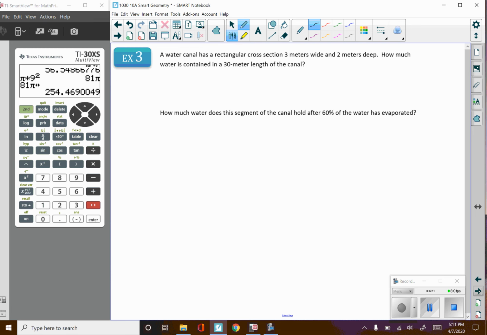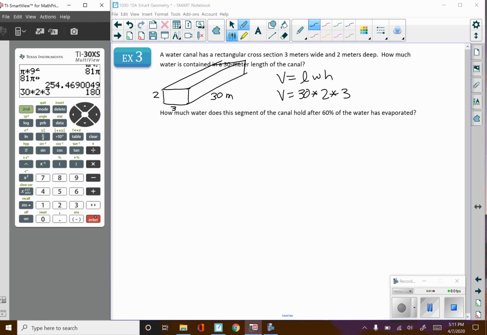First one is a water canal, has a rectangular cross section so that it is 3 meters wide and 2 meters deep. We want to know how much water would be contained in a 30-meter length of the canal. So it's just a rectangular prism, I guess. So the volume is just length times width times height. So 30 times 2 times 3 is 180. Each of those was in meters, so this is meters cubed or cubic meters.